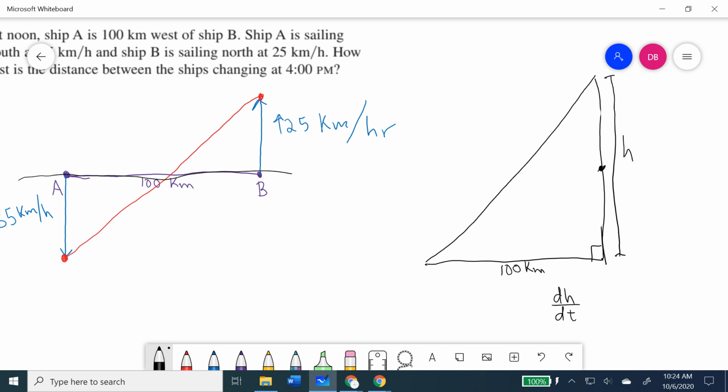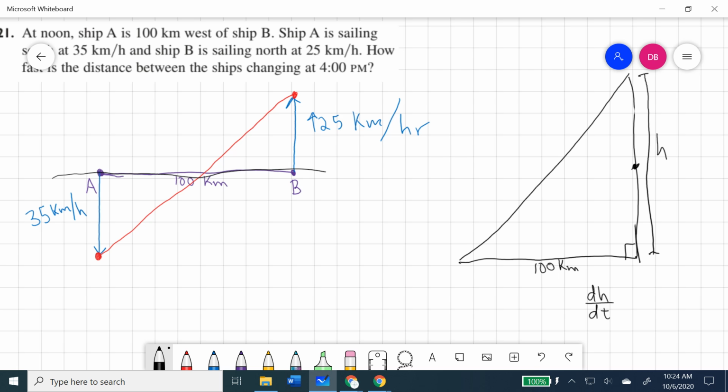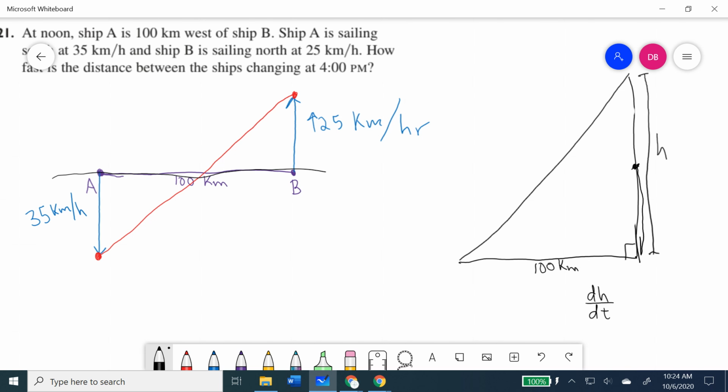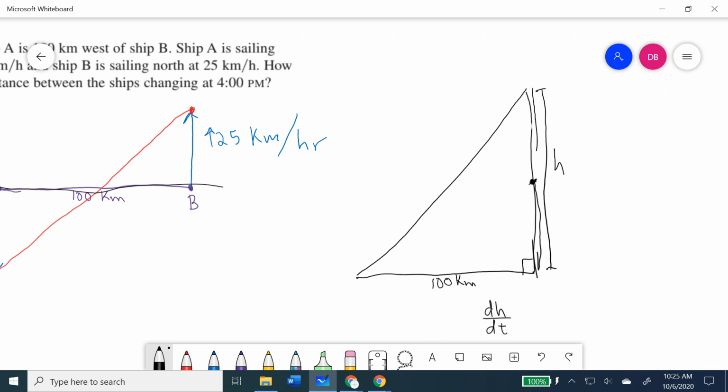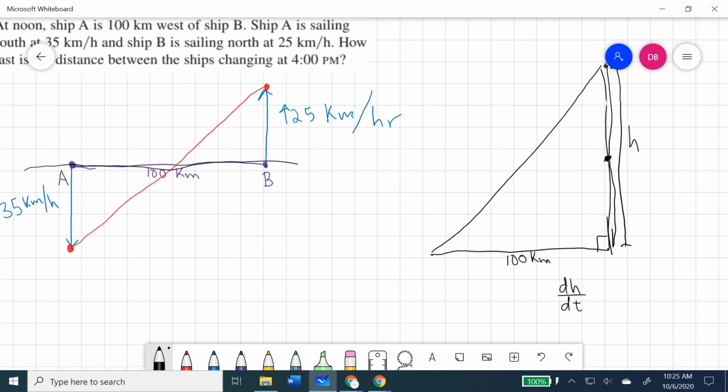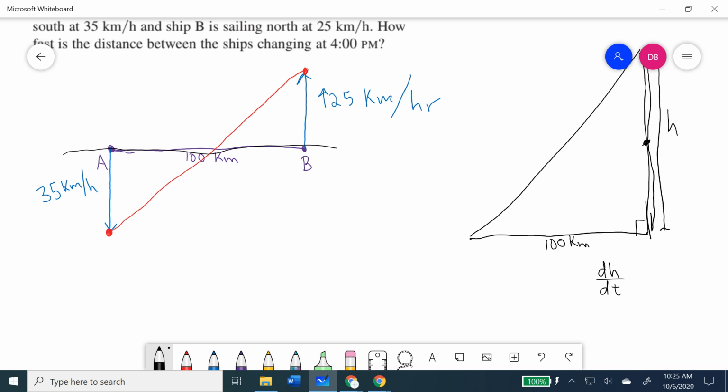From that fixed point, you have ship A causing this distance to grow at 35 kilometers per hour. Ship B is causing the distance between itself and this fixed point to change at 25 kilometers per hour. So you're going to add those two rates together. And 35 plus 25 is 60. And I'll write 35 plus 25 kilometers per hour.